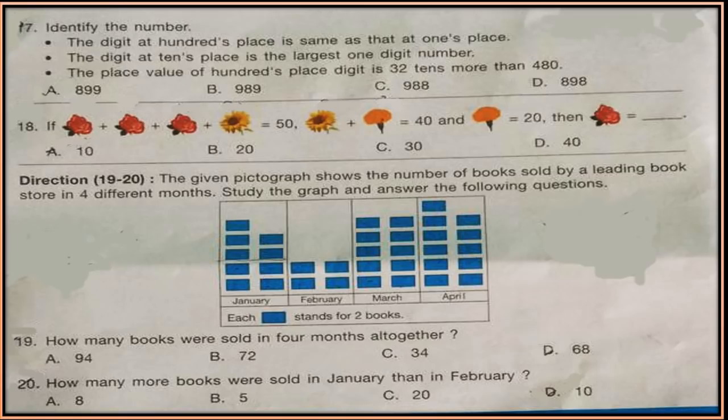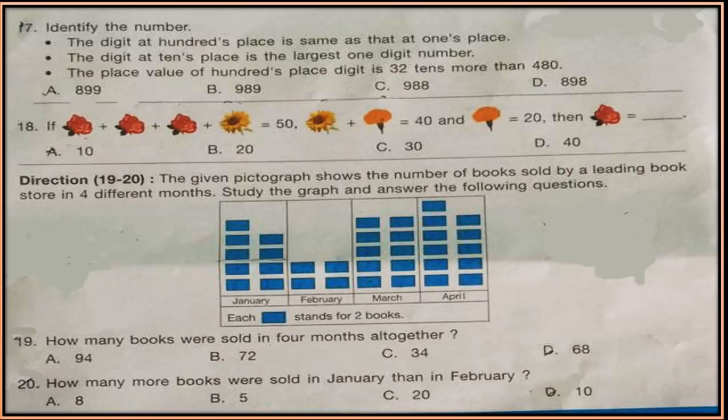Question 17th. Identify the number. The digit at hundreds place is same as that at ones place. So digit at hundreds and ones place is same. The digit at tens place is the largest one digit number. So at tens place the digit is largest one digit number. The place value of hundreds place digit is 32 tens more than 480. So place value of hundreds place digit is 32 tens more than 480.